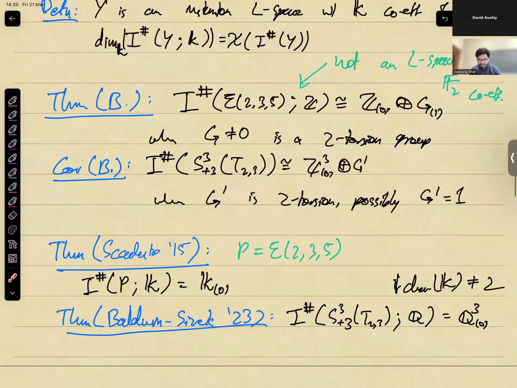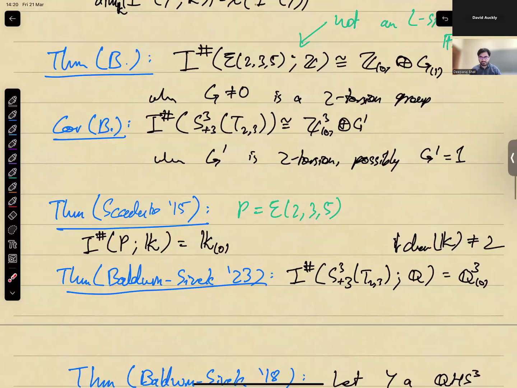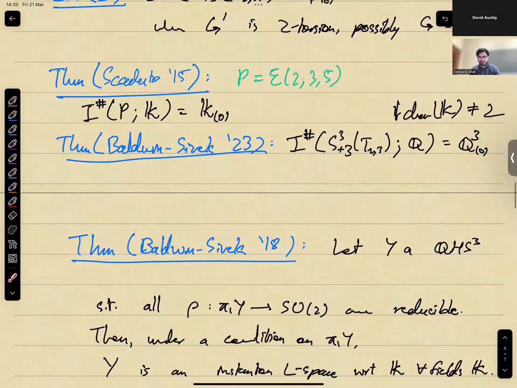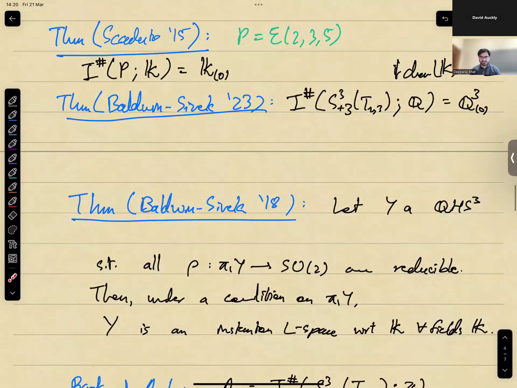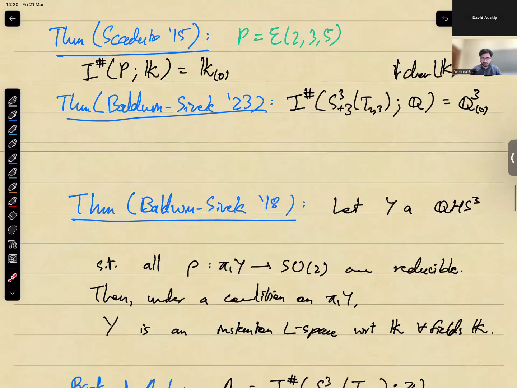And I want to mention another, more topological reason why we should care about L spaces in the instanton context. This is a result by Baldwin and Sivek, and it states that if Y is a rational homology sphere such that all your SU(2) representations are reducible, then under a certain mild condition on the fundamental group, Y is an instanton L space with respect to K for all fields K.